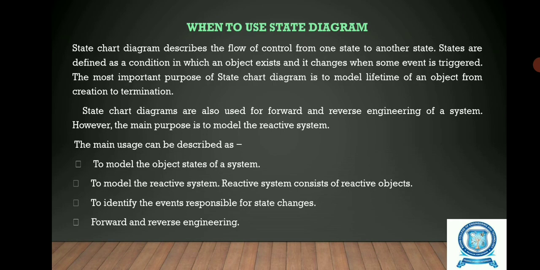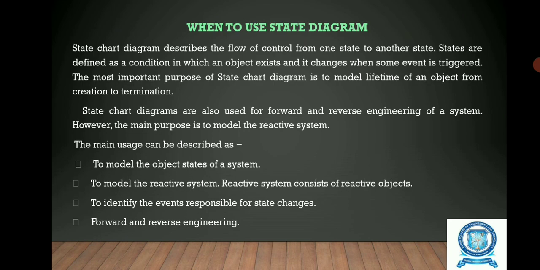Now let us see when to use the state diagram. The state chart diagram describes the flow of control from one state to another. A state is defined as a condition in which an object exists, and it changes when some event is triggered. The most important purpose of the state chart diagram is to model the lifetime of an object from creation to termination.